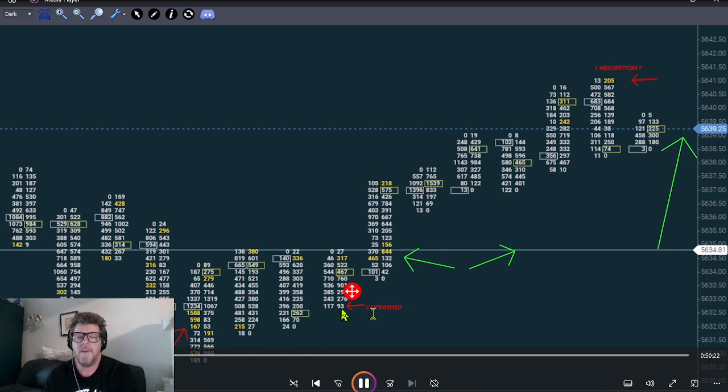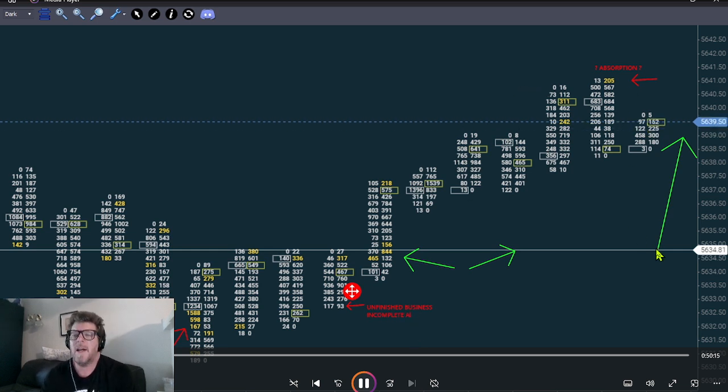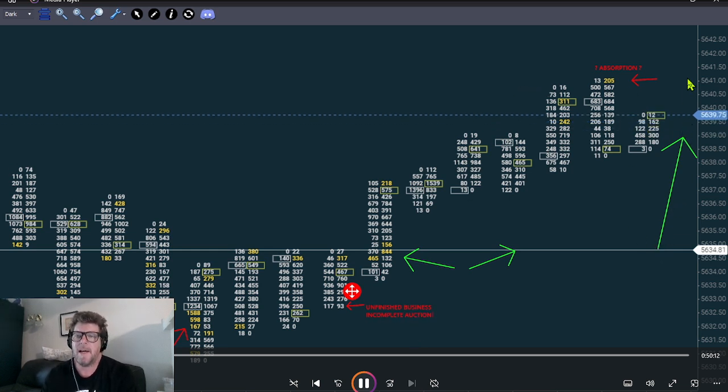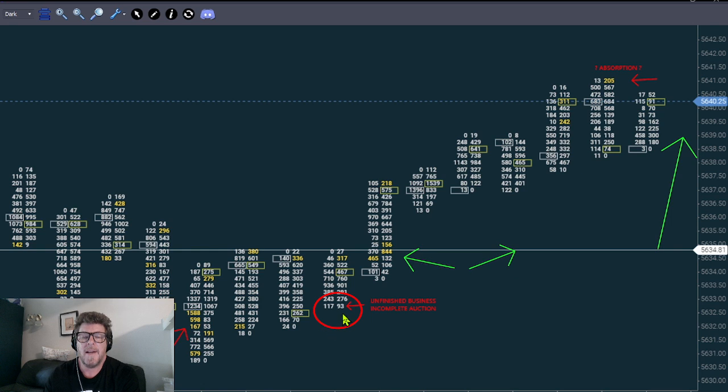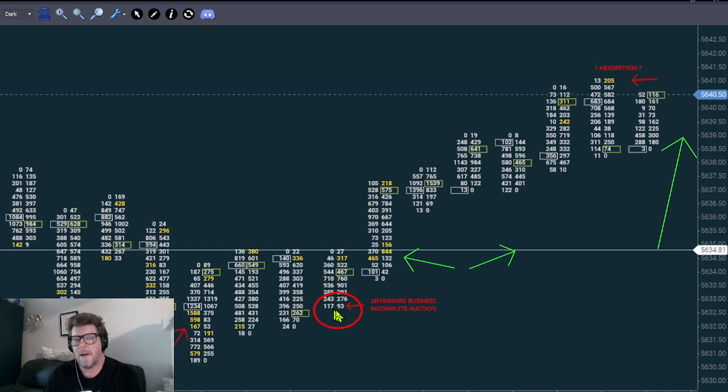Moving forward, there was unfinished business right here around 5632.50. I want to mention that because price did come back to this line at 5634 and it did bounce back up to the high, and then it failed. And when it failed, where did it come back down to? It came back to this unfinished business, this incomplete auction right here. You can see there's a 117 lot seller and a 93 lot buyer, and there's no zero. So this auction was still open, or this is a failed auction. I mean, there's still liquidity there. And market makers are not going to let that stand. So they're going to come get that liquidity.